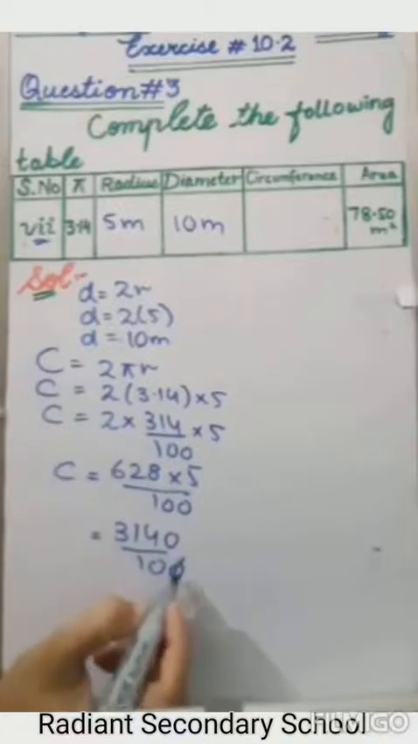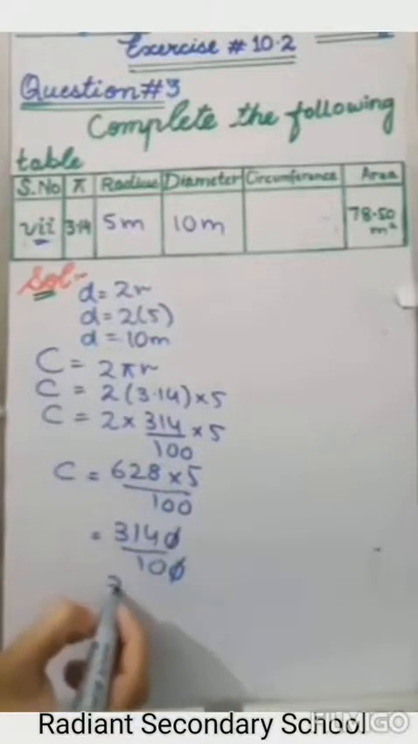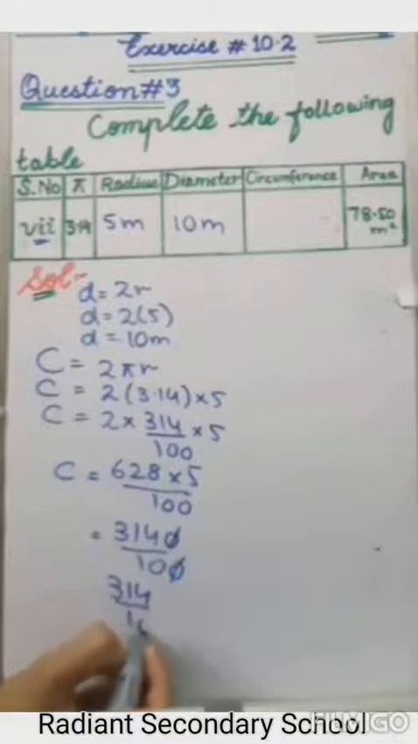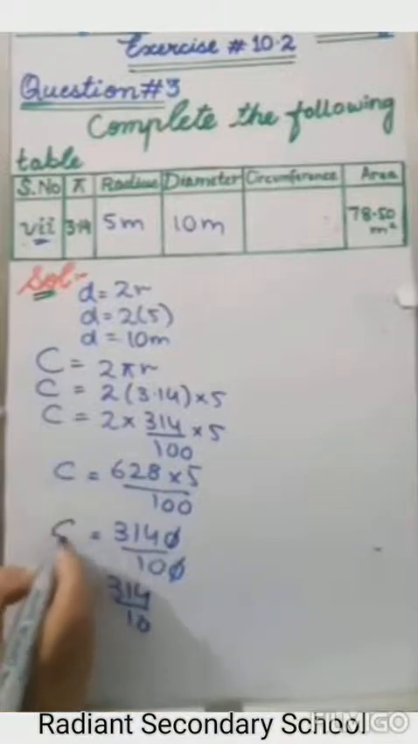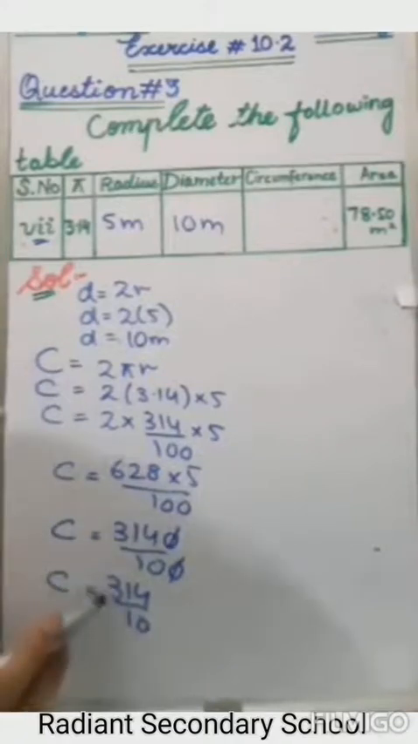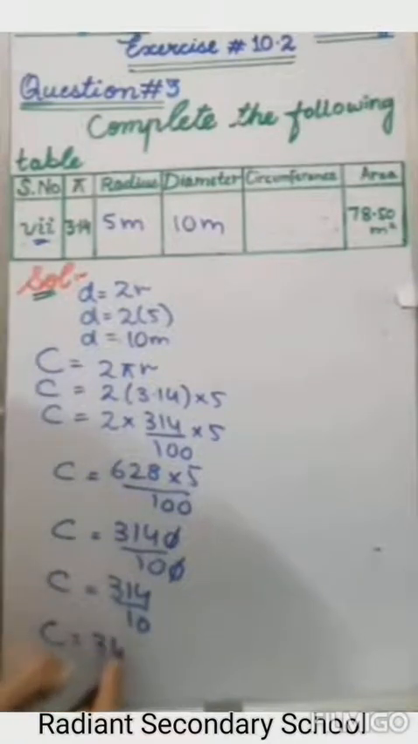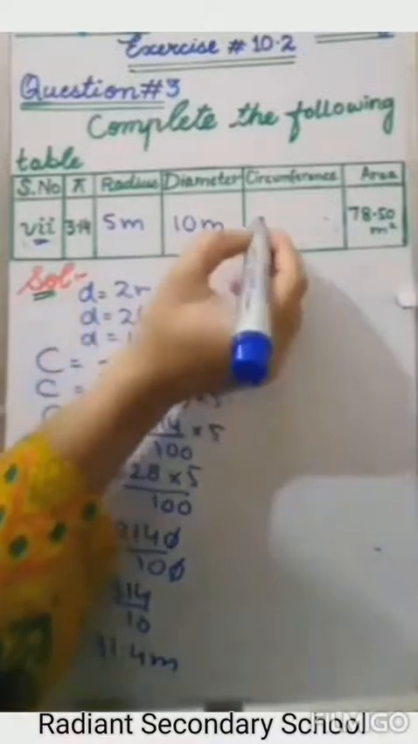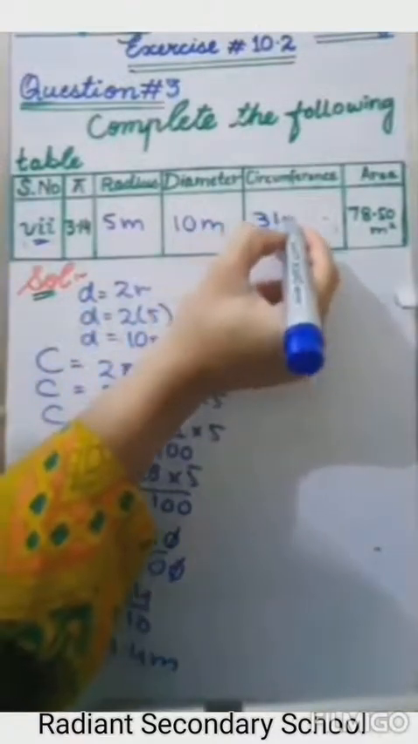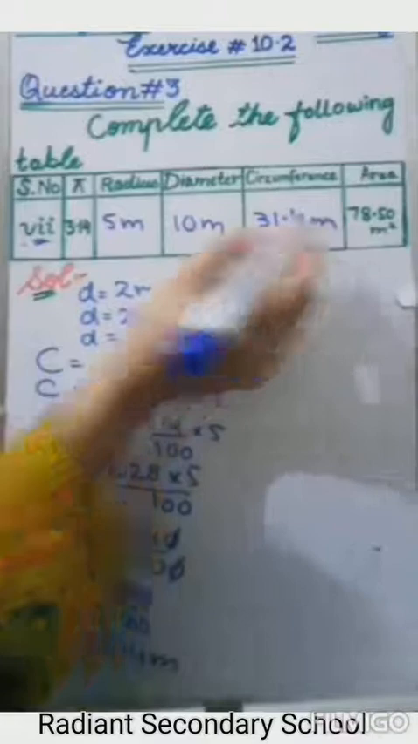Okay, now this 0 will be cut with this one. 314 by 10 is remaining. Okay, now when we will divide 314 with 10, answer will become 31.4 meter. Okay, that is our circumference. So you have to write 31.4 meter.